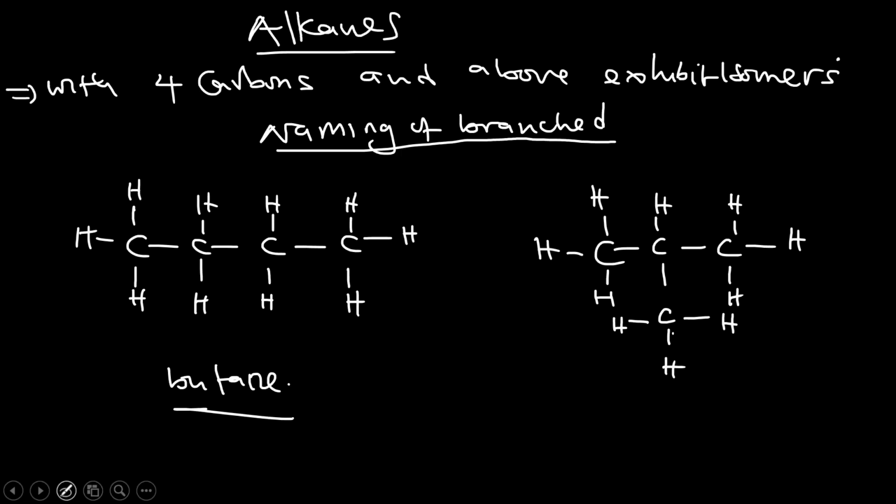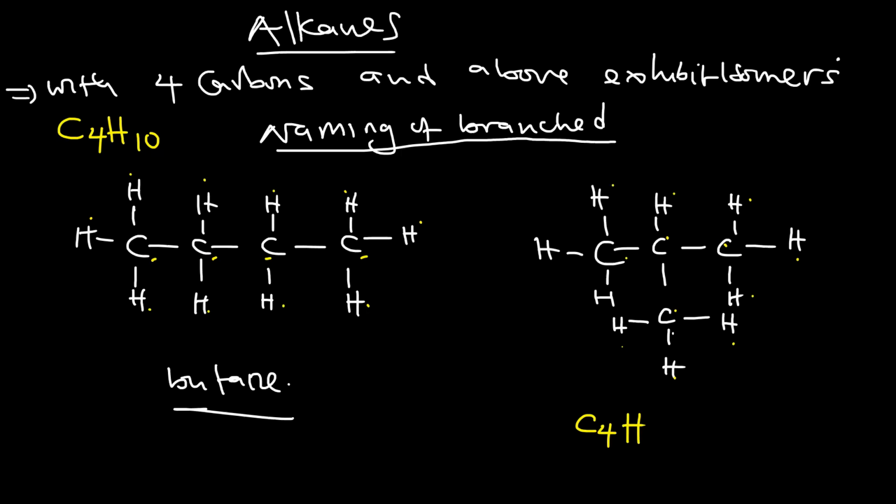So now, let us look at this before we even name them. For the first one, let us count the number of carbons. 1, 2, 3, 4. So the molecular formula is C4. Then hydrogens 1, 2, 3, 4, 5, 6, 7, 8, 9, 10. So H10. Let us count for this one. Number of carbons 1, 2, 3, 4. So also C4. Then hydrogens 1, 2, 3, 4, 5, 6, 7, 8, 9, 10.